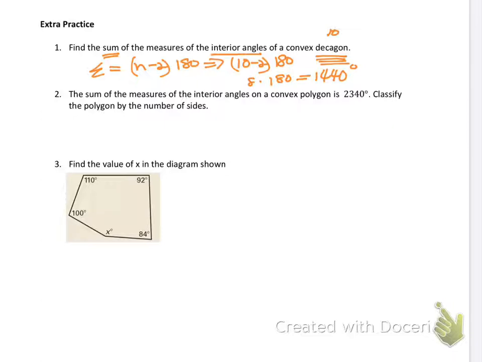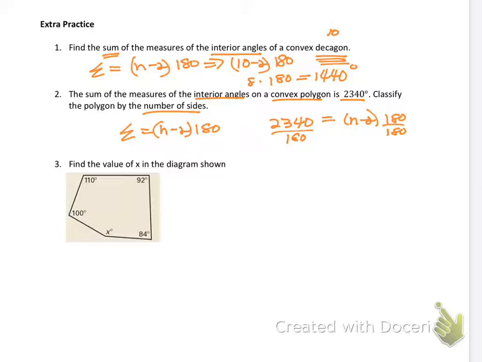The sum of the measures of the interior angles, so we're going to be reading carefully, on a convex polygon is 2,340. Classify the polygon by the number of sides. I know that the sum is n minus 2 times 180, and if I already have the sum as 2340, then 2340 equals n minus 2 times 180. I always do it this way: divide both sides by 180, and you're going to end up getting 13.